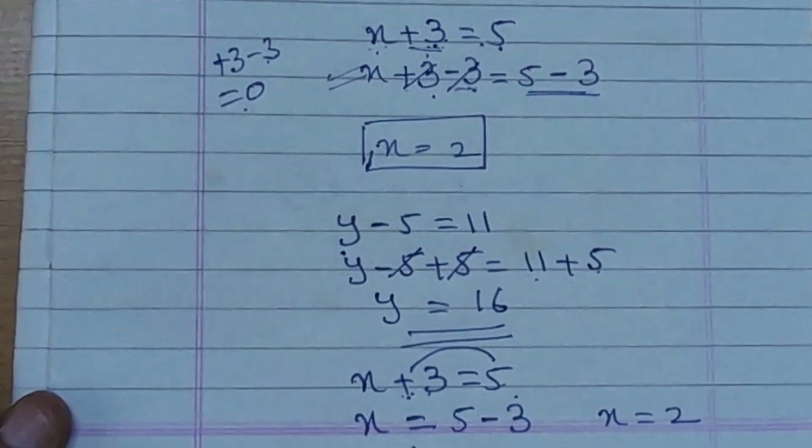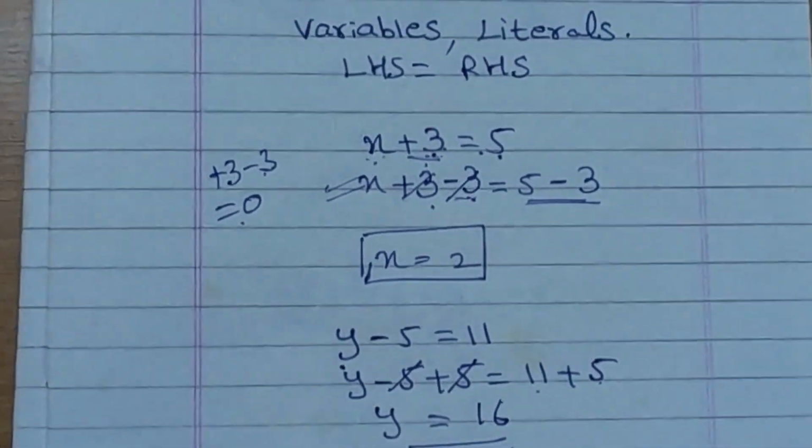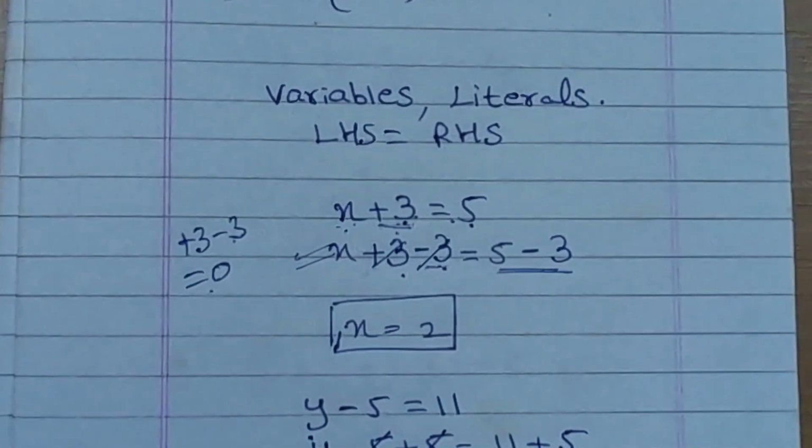So directly we will solve the equation by transposing. Transposing means shifting a term, shifting a number from LHS to RHS or from RHS to LHS. But when we transpose any number or any variable from LHS to RHS, its sign will change. Plus becomes minus, minus becomes plus. If it is multiplication, it will get divided, and if it is division, it will get multiplied. Okay, so let's solve few examples so the concept will be more clear to you.